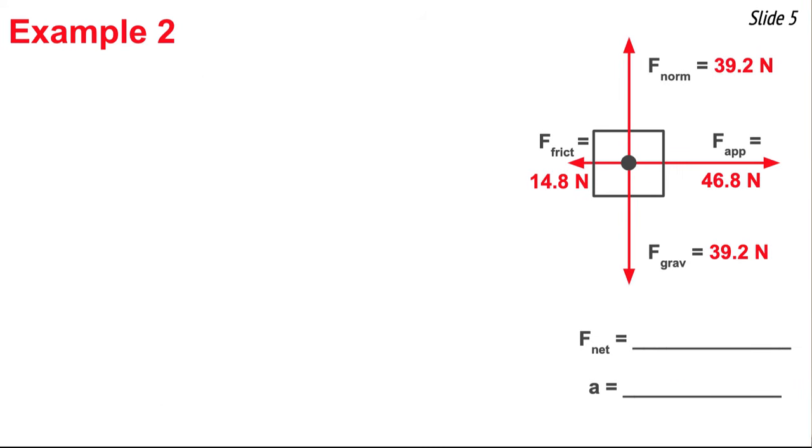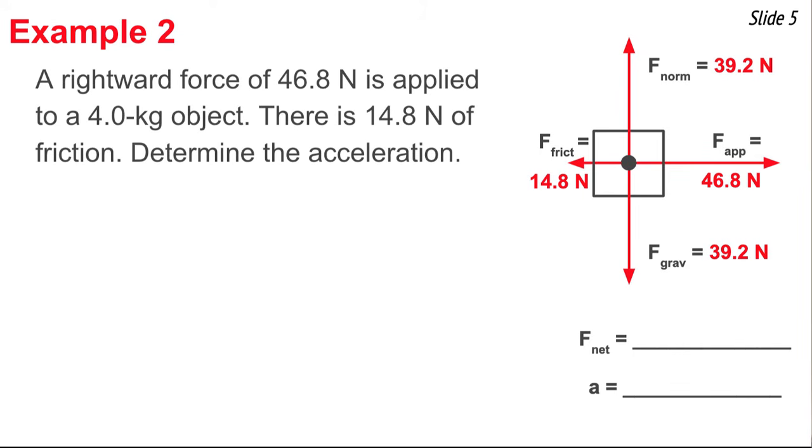Our second problem also gives us a diagram and asks us to calculate the F_net and the acceleration. If this were worded as a word problem, it might be something like this. A rightward force of 46.8 newtons is applied to a 4.0 kilogram object. There's 14.8 newtons of friction. Determine the acceleration.